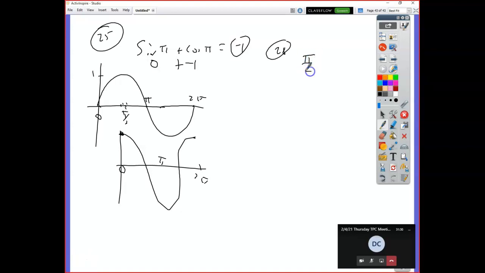Pi over 2 plus how long until it repeats? Next time it'd be right there, wouldn't it? 2 pi. What do I put after the 2 pi? N. Where n is equal to?